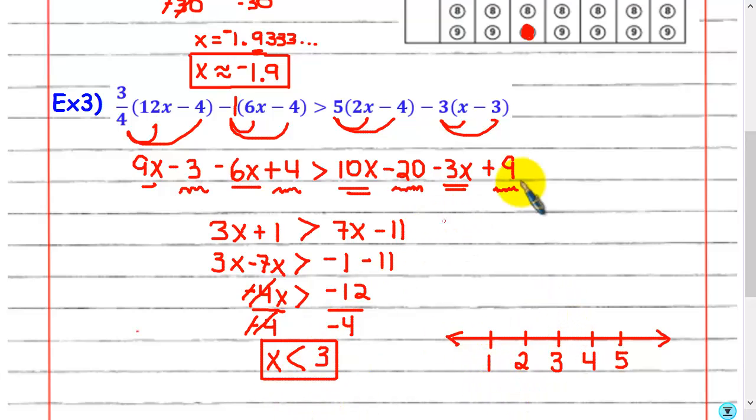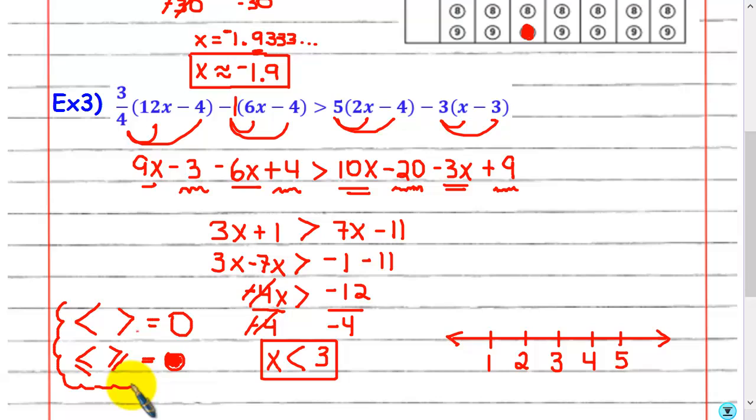Okay, now please remember, if you have less than or greater than, that means you're going to have an empty circle. Now, if you have less than or equal to, or the symbol greater than or equal to, that means you're going to use a filled circle. That means a circle with shading inside. Okay? So, very important to remember.